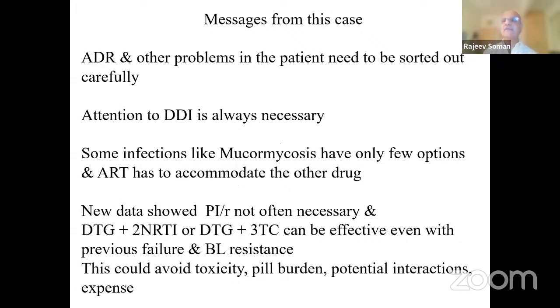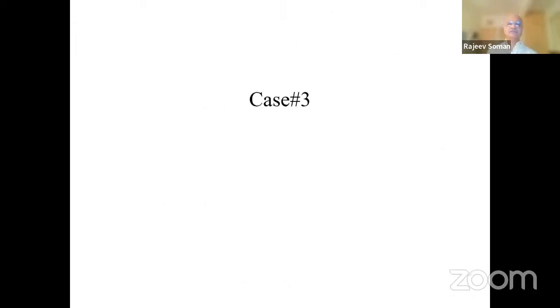Okay, so dual therapy is a concept which is now emerging because we have this kind of a second generation INSTI. So the messages from this case are adverse drug reactions and other problems in the patient need to be sorted out very carefully. Attention to drug-drug interactions is always necessary. Some infections like mucormycosis have only few options, and ART has to accommodate the drug which we are going to use for mucormycosis. Now, new data has shown that boosted PI is often not necessary, and DTG plus 2 NRTI or even DTG plus only 3TC can be effective even in the presence of previous failures and baseline resistance. Now, interestingly, this can avoid toxicity, pill burden, potential interactions, as well as expense.